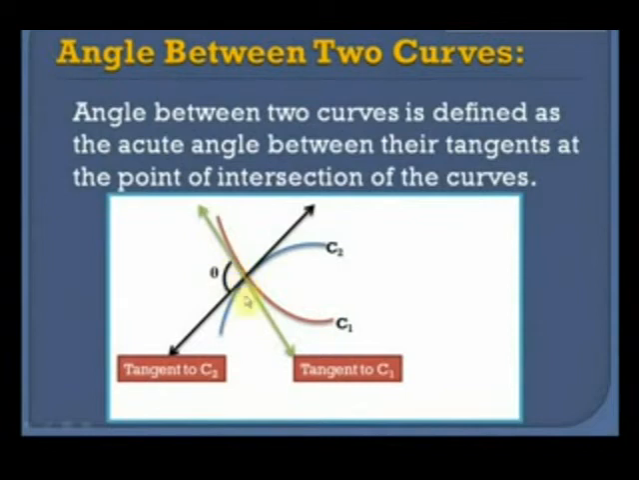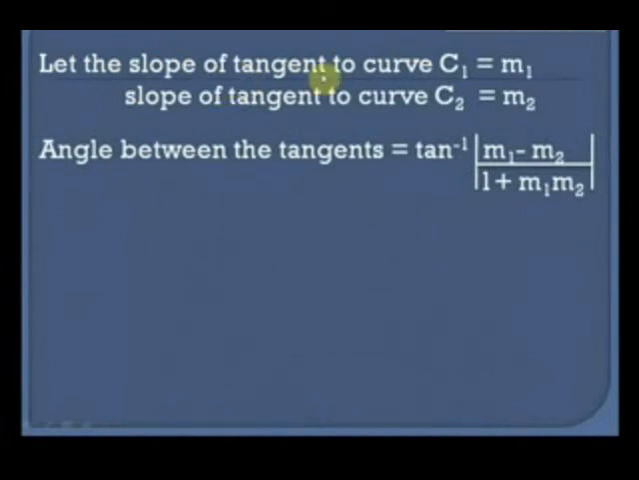This green line is the tangent to the curve C1, and this black line is the tangent to the curve C2. Now we see that these two lines make an angle of theta between them, and this angle is called the angle between these two curves. So we can say that the angle between two curves is the angle between the tangents at the point of intersection of these two curves. Now let us say that the slope of tangent to the curve C1 is equal to m1, and similarly the slope of tangent to the curve C2 is equal to m2.